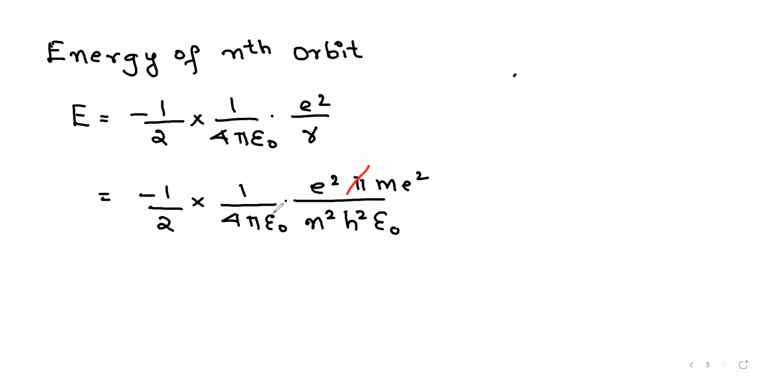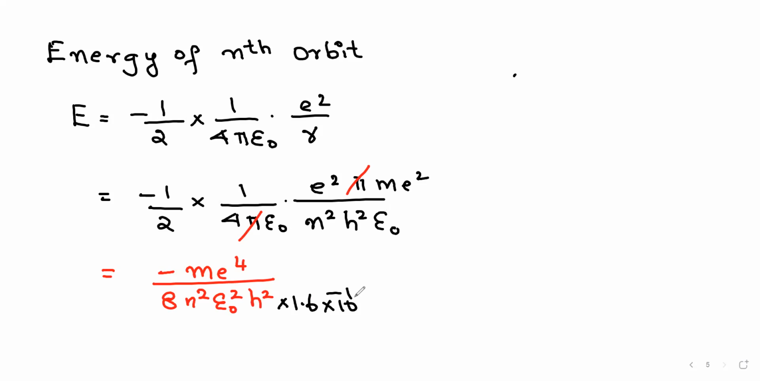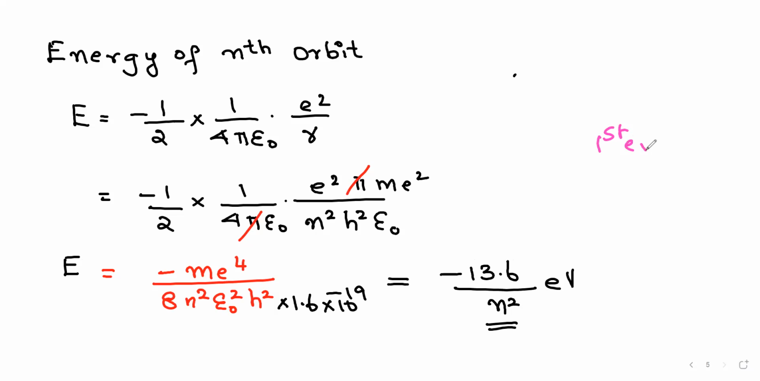So 1 pi gets cancelled, and the remaining will be equal to minus m e raised to 4 divided by 8 n square epsilon 0 square h square. So it is seen that when we substitute everything apart from n square, and when you divide by 1.6 into 10 raised to minus 19 to convert it into electron volt, you will get this as minus 13.6 divided by n square electron volt. Here also I repeat that when it is given first excited state, if it is given with respect to excited state, then the value of n will be equal to 2.